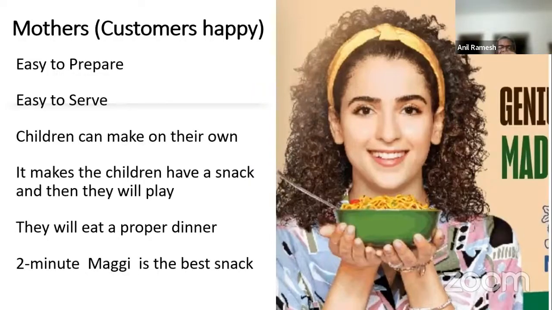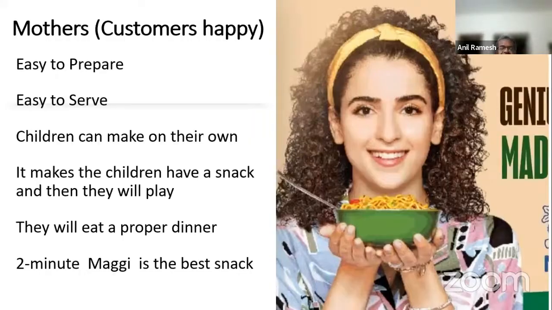In Thailand, we call it little hungry. So when a child is coming back from the school at 4 o'clock in the evening, he's said to have little hungry, and maybe two children can share one Maggie with vegetables, and then they go out and play. So by 6 o'clock they're hungry again, and they'll have a proper dinner. So 2 minute noodle was a brilliant positioning strategy.